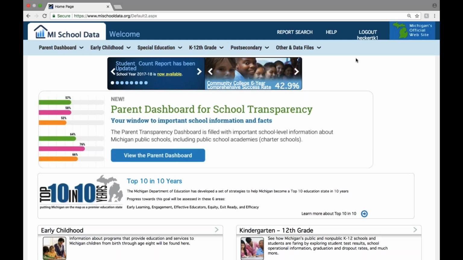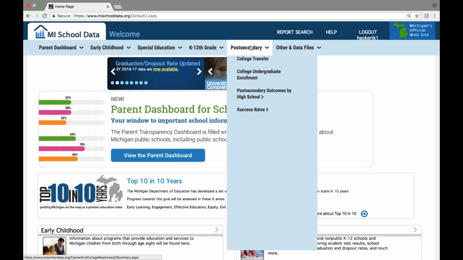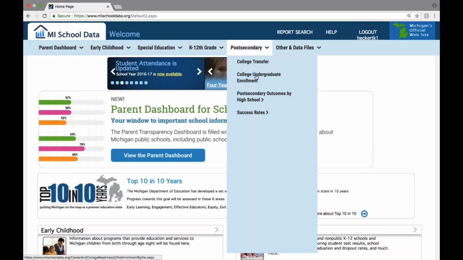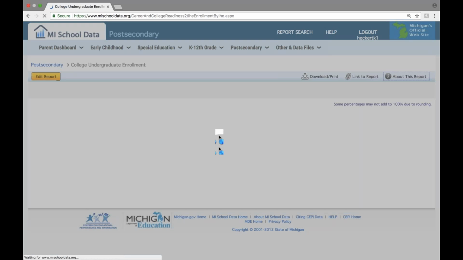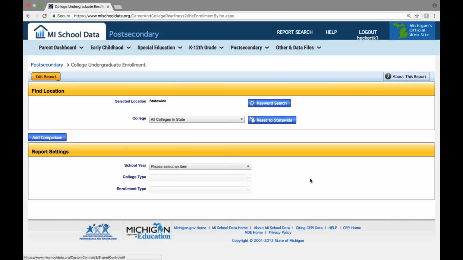Okay, I think I've talked about the homepage enough, so I'm going to jump right into school data. Under the post-secondary tab, I'm going to start with an easy one, college undergraduate enrollment. Now, for the most part, every My School Data report has the same look, feel, functions, and features. You are usually taken to a report setting page, which asks you what you want to look for. In case you know what you're looking for based on the title, I've worked with this data for, gosh, 5+ years now.